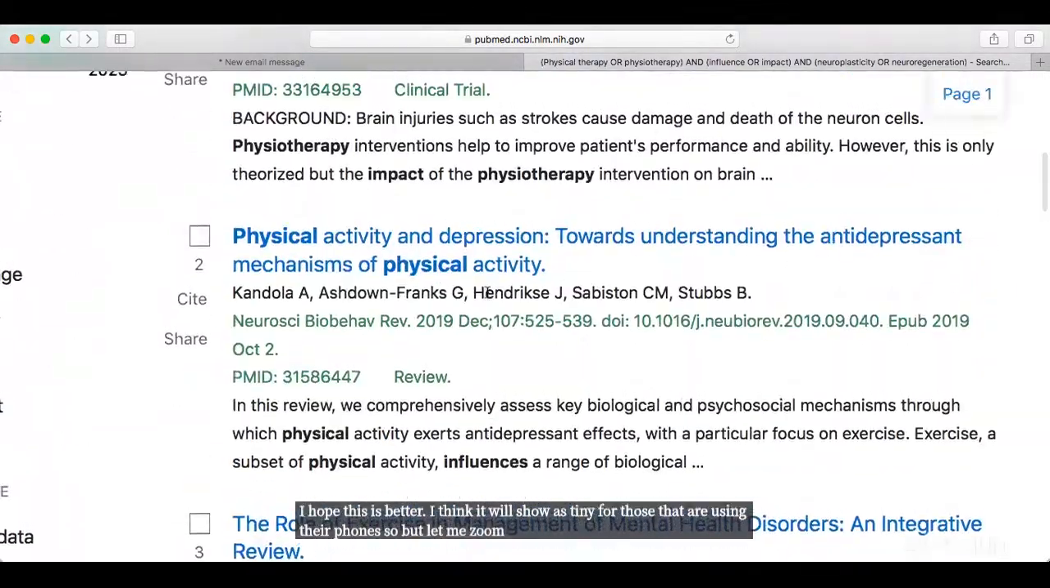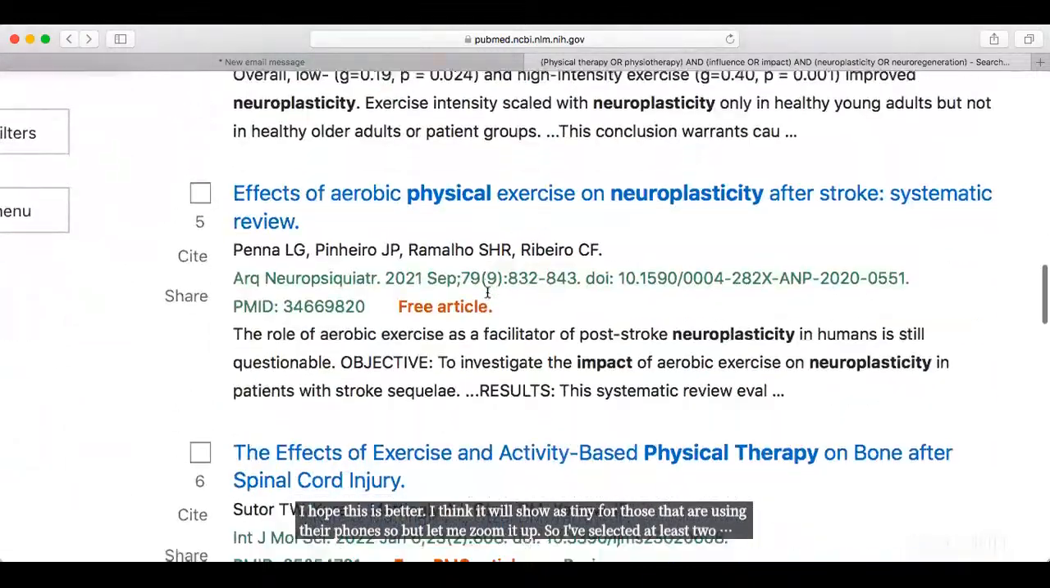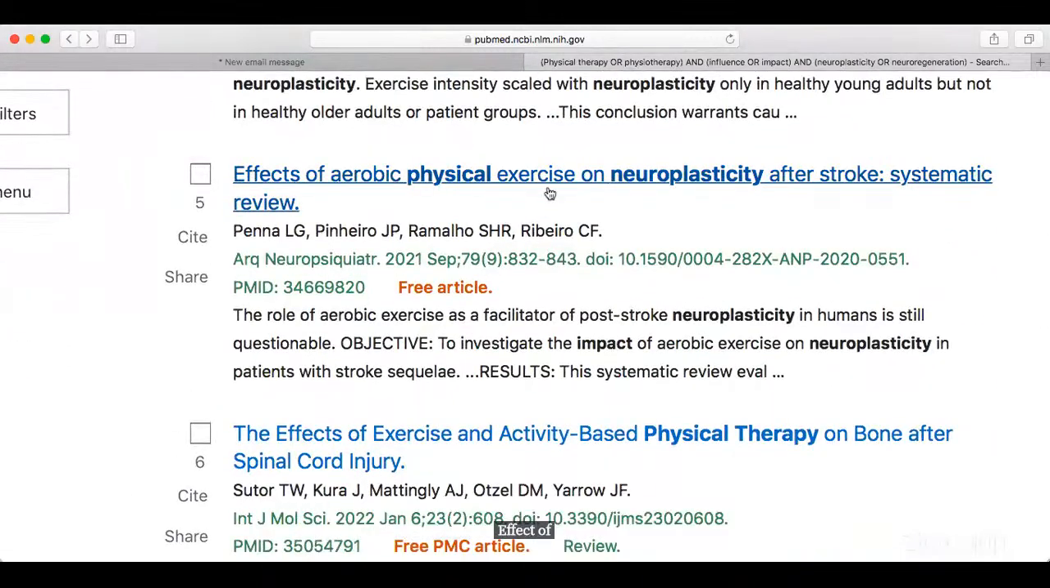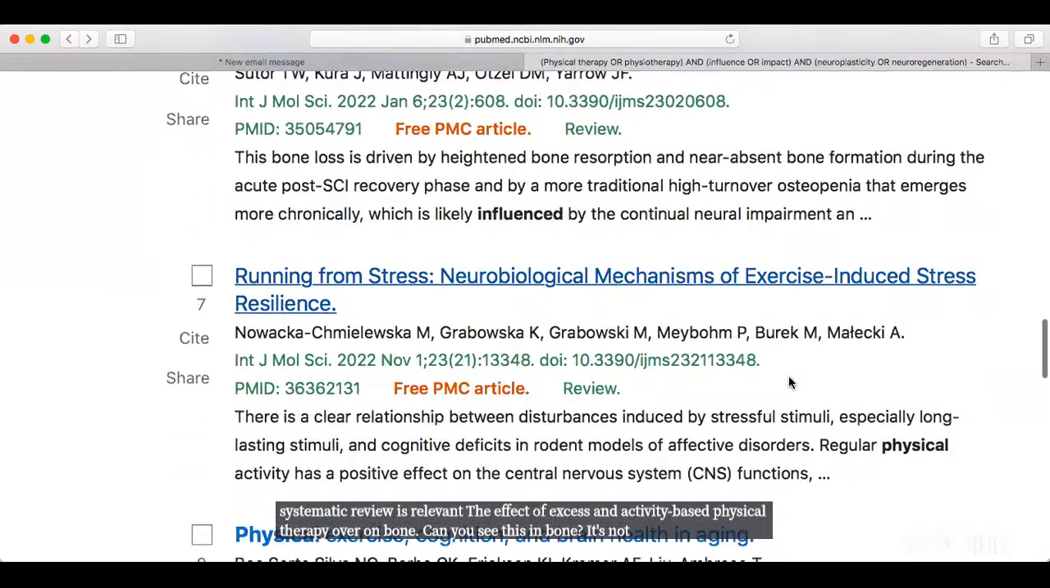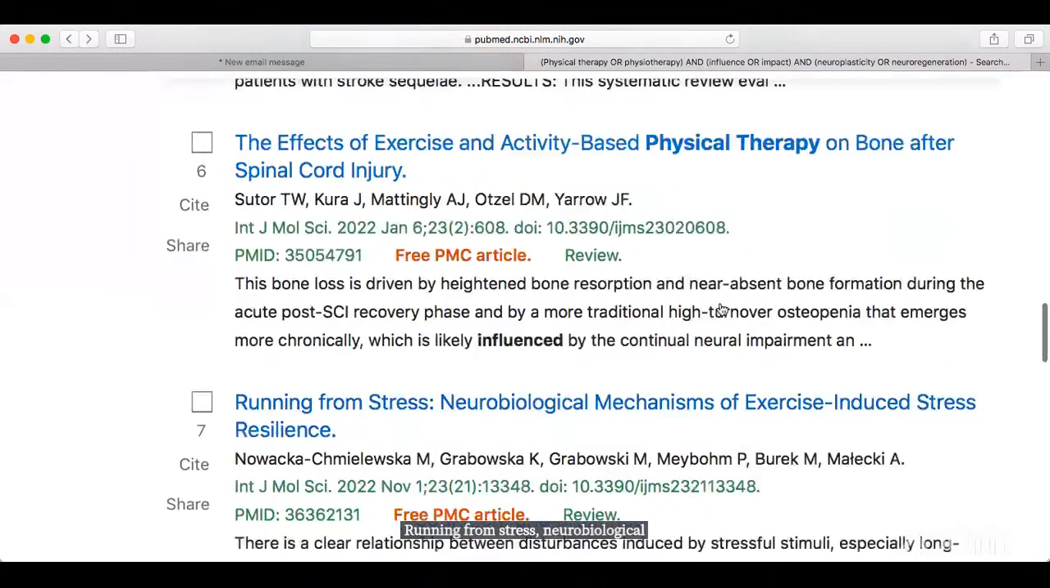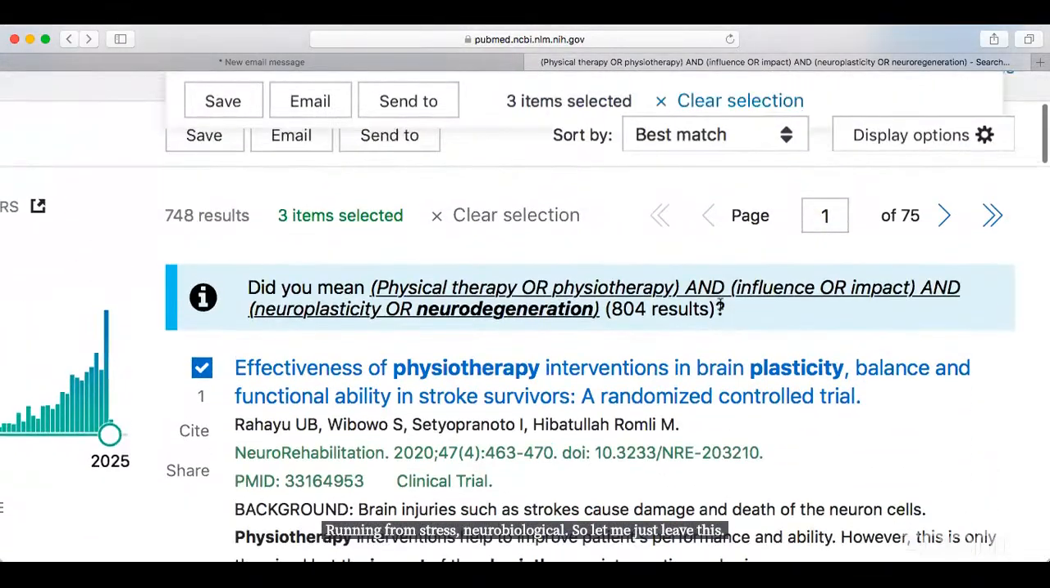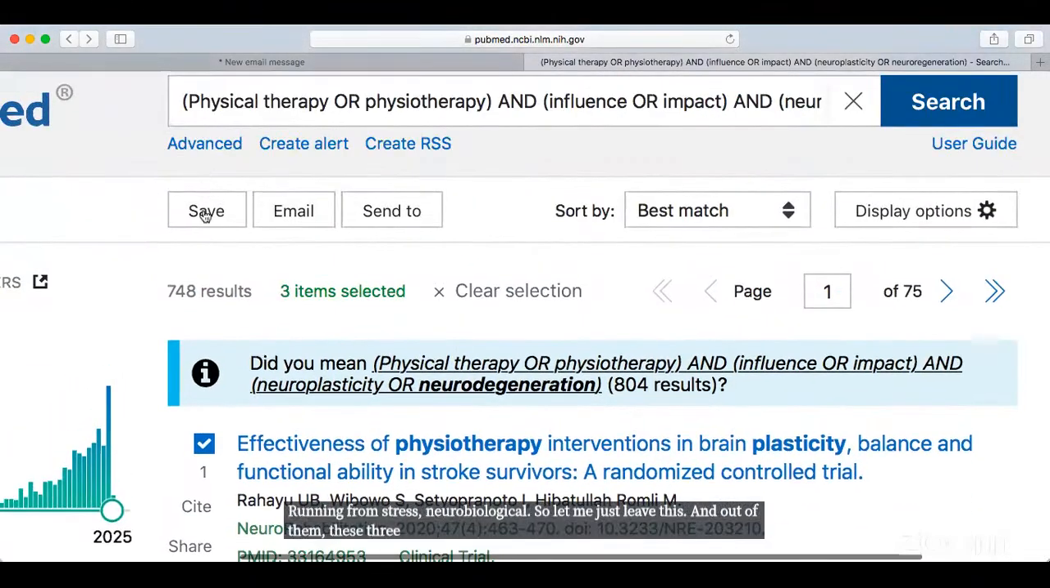So I've selected at least 2 now. Effect of aerobic physical exercise on neuroplasticity after stroke. This is a systematic review. It's relevant. The effect of exercise and activity-based physical therapy on bone. Can you see this in bone? It's not interesting. This is not what we are looking for. Running from stress, neurobiological. So let me just leave this. And out of them, these 3, you can save the 3.